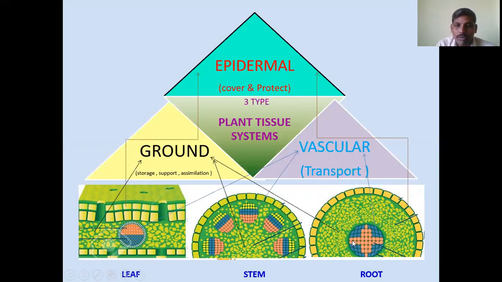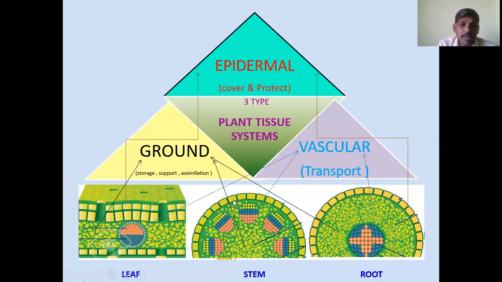And the central core of the root or stem, or the middle part of the leaf, is composed of two types of complex tissues, that is xylem as well as phloem, which are meant to transport water and solutes as well as minerals. This core part of the root and stem makes the vascular tissue system, which is meant only for transport.